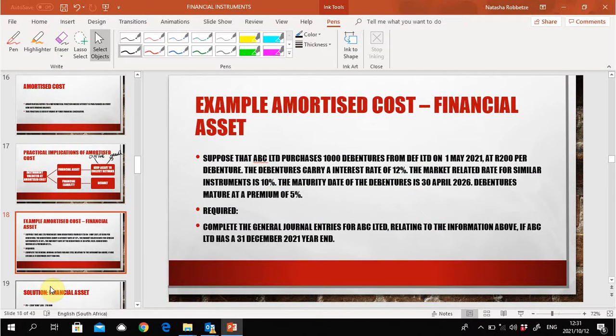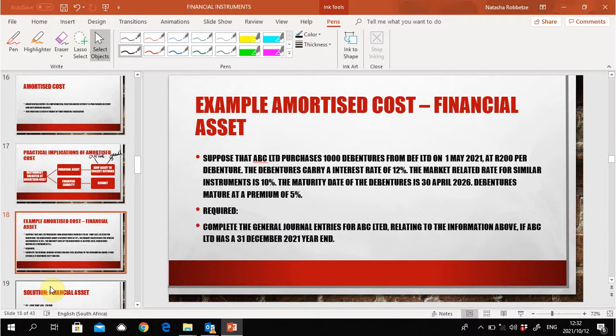So I've taken two companies and I'm just going to show the calculations if it's a financial asset. So that is the perception of one business, and if it's a financial liability, which is the perception of the other business. Right, so suppose ABC Limited purchases 1,000 debentures from DEF Limited on 1 May 2021 at 200 Rand per debenture.